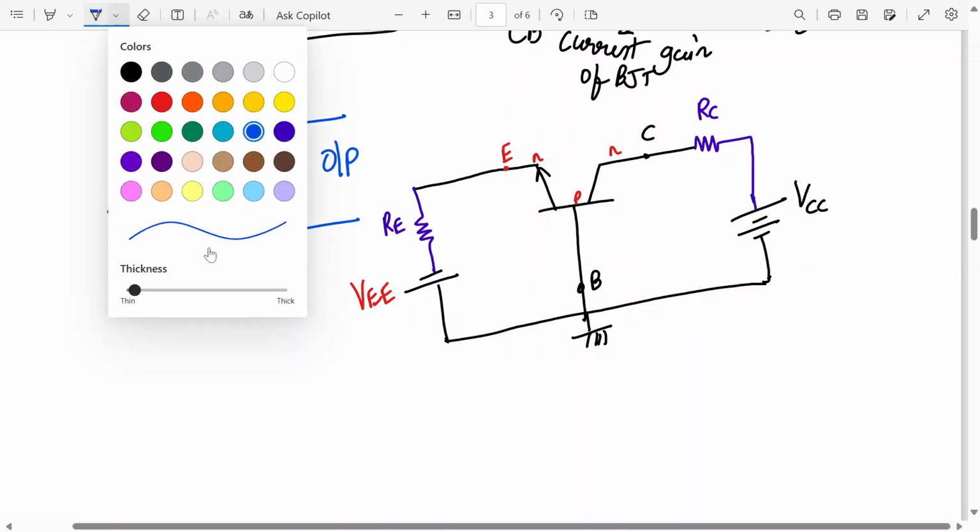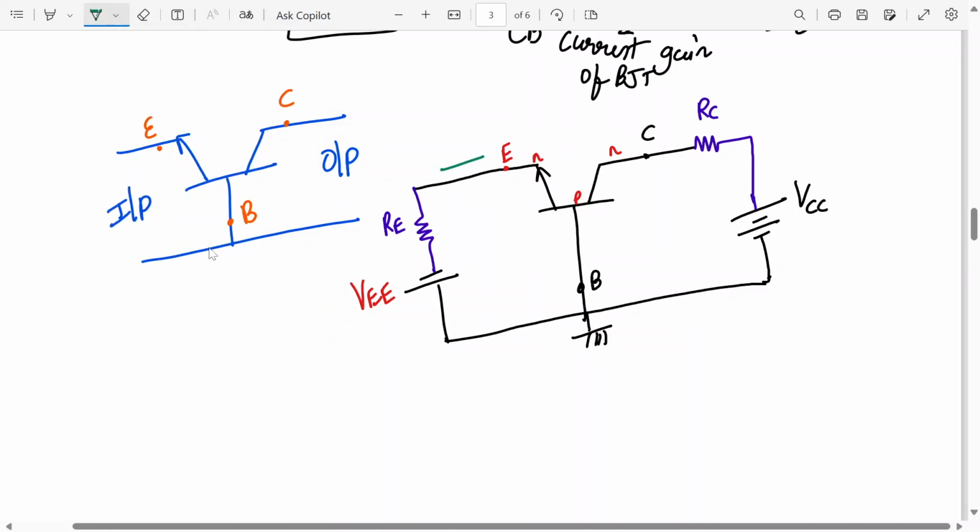What is the current direction over here? Here this is the current direction for IE. This is the current direction for IC, and IB current direction is like this. So the important currents are IE and IC.